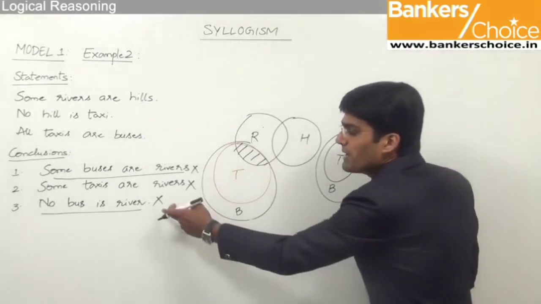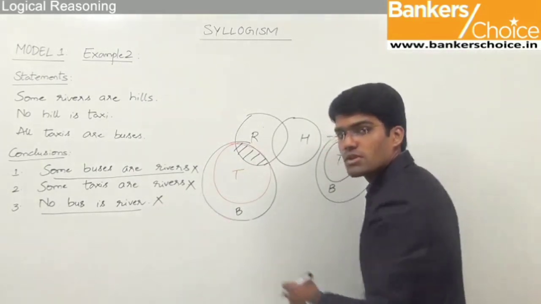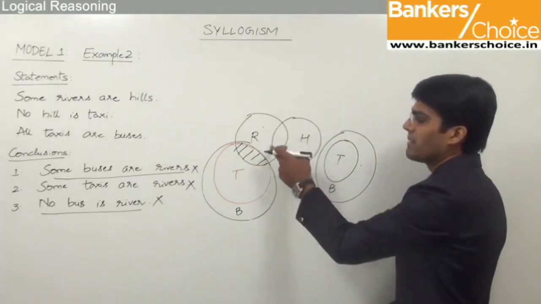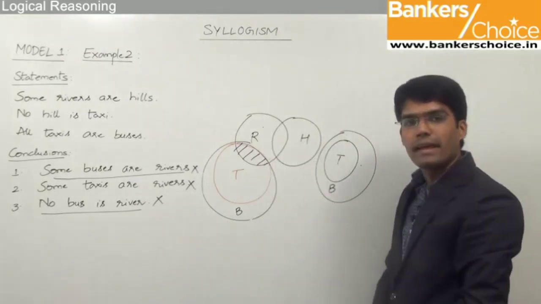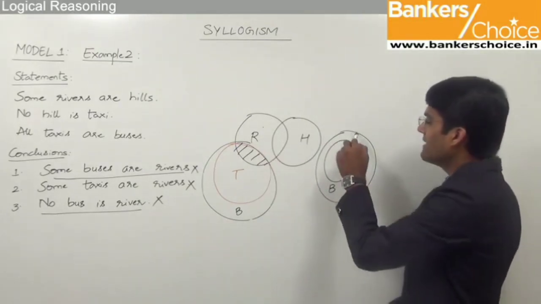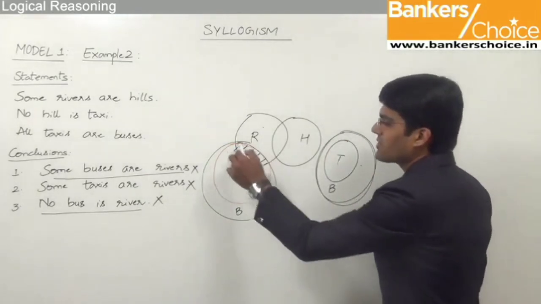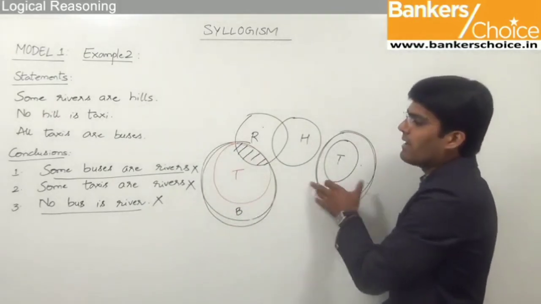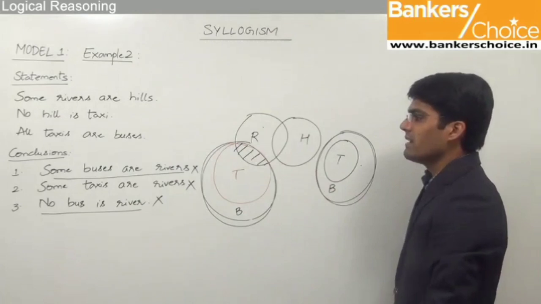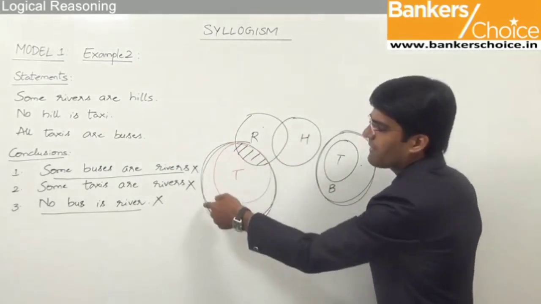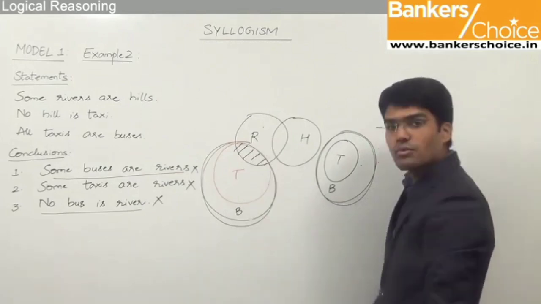But if we go for the complementary pair, that is the third conclusion, no bus is river, we find that no bus is river is true in the basic diagram, but it fails in the second diagram. So we very well understand that the buses can either be taken as shown here or as shown in the second case. So if we take the buses to be this one, we find that one of the conclusions is true, that is no bus is river is true. But if we take the buses as shown here, we find that some buses are rivers is true.